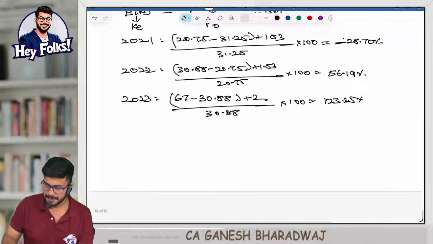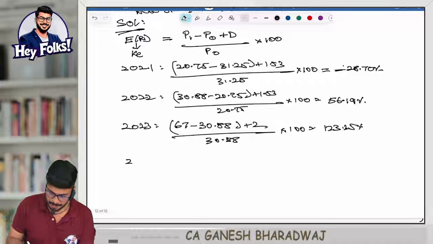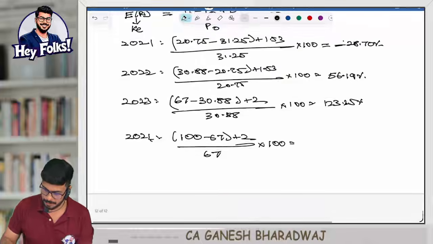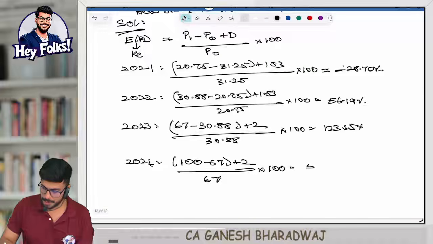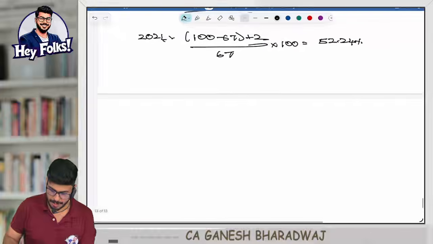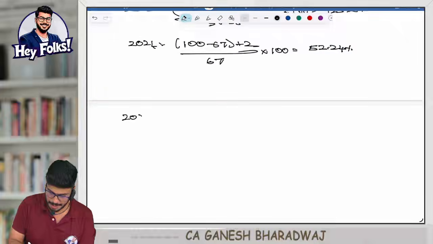123.45%. Right? Next, 2024. Yes, 100 minus 67 plus 2 upon 67 into 100. Figure. Quick, quick, quick. 52.24, is it? Yes. Come on guys, slowly pick up the pace. These are known areas. Let's do it quickly. Last year, 2025.